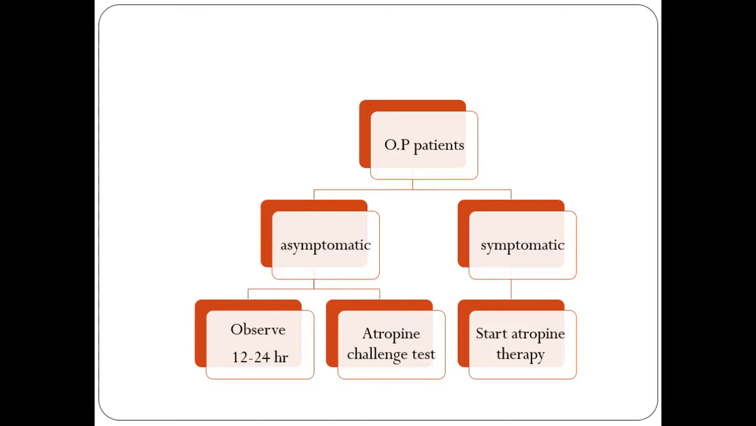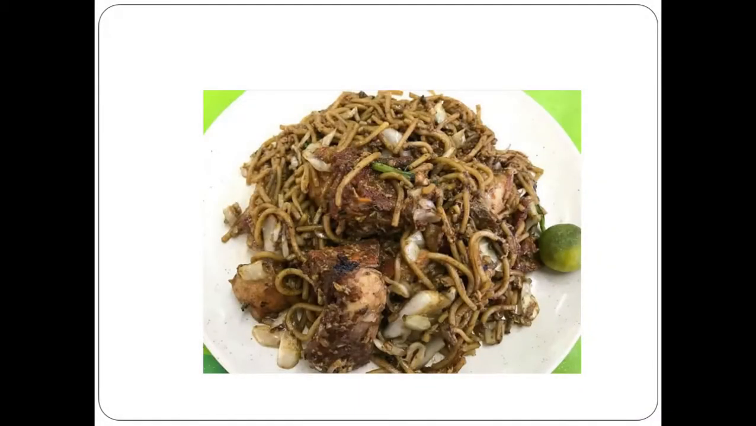In case of organophosphate poisoning, if the patient is symptomatic, we start atropine therapy. If asymptomatic, we can observe for 12 or 24 hours, or we can do an atropine challenge test. We give the patient atropine, which normally induces tachycardia. If it does not induce tachycardia, this may mean that the patient has a hidden or mild case of poisoning.